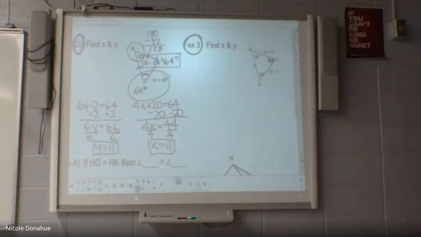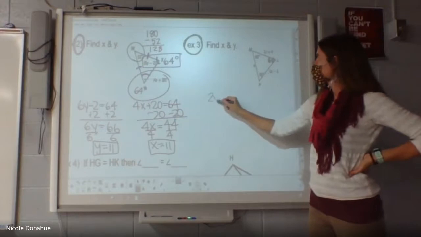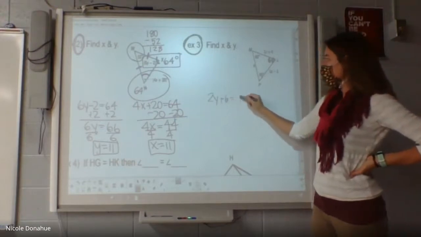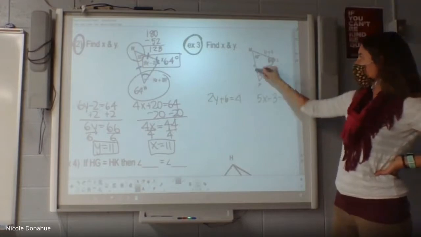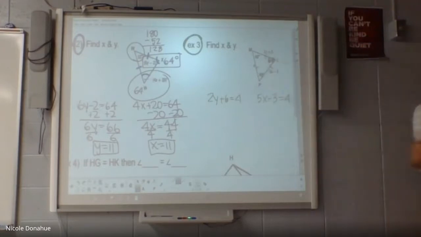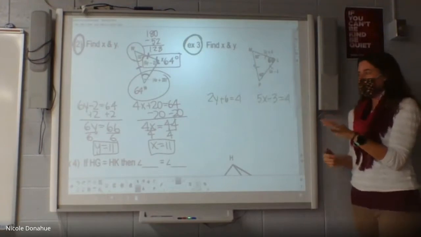So any ideas how to set this up? Because I can't set up an equation that has like 2 equal sides and 3 parts to it. What do you think, Luke? 2y plus 6 equals 5x. Yeah, we can just say they both have to equal 4. They all have to be equal to the same side length, and if one of them's 4, they all have to be 4. So we don't want to set up this compound equation. We're just setting them each equal to 4.